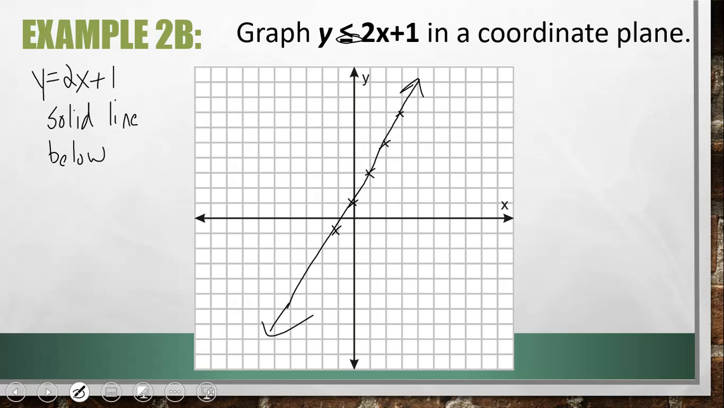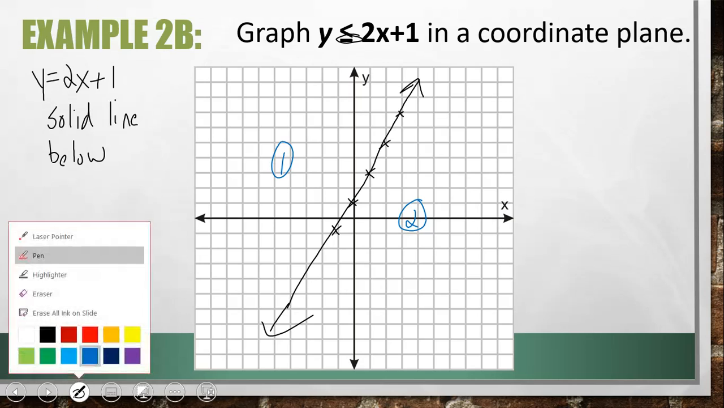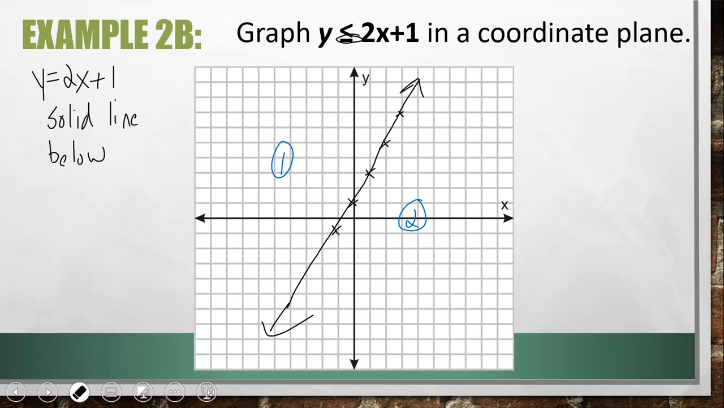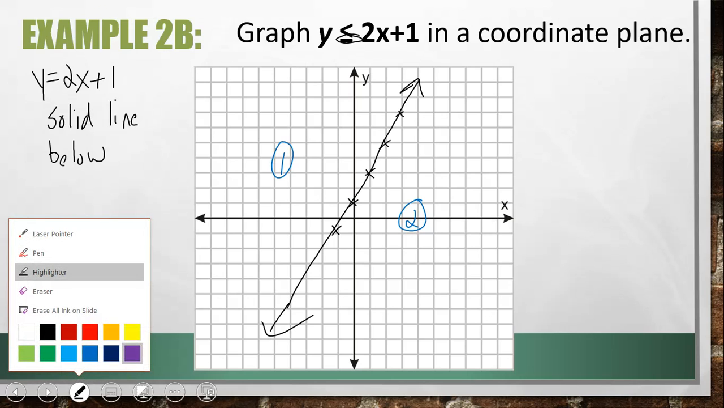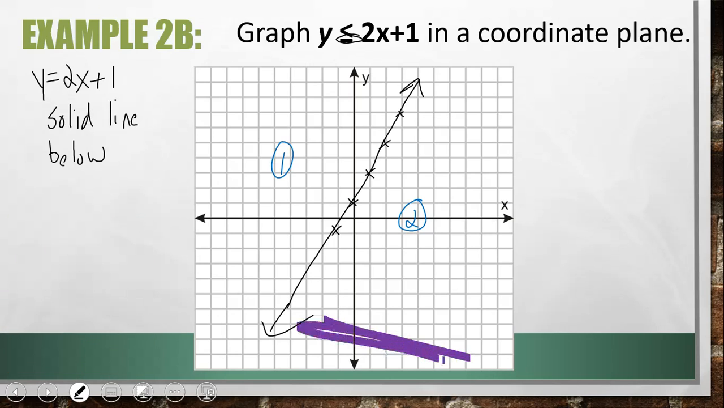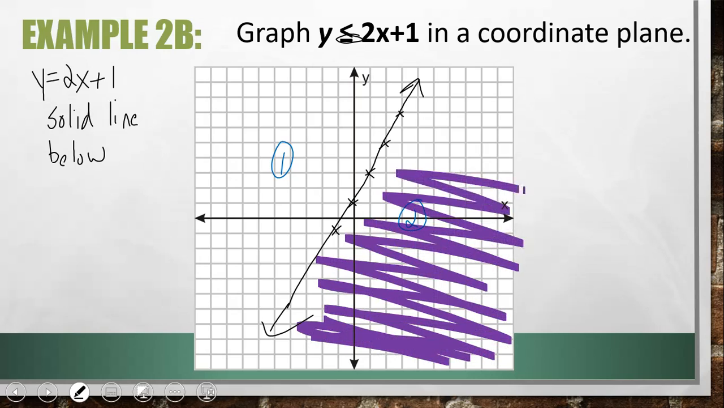And now I have two options. I can either shade here in region 1 or here in region 2. Well, region 1 is above the line. Think about what is above that line. That is region 1. Region 2 is below the line. So I'm going to shade now in this region down in here. And that is my solution. Any ordered pair in that region is a solution to this particular inequality.